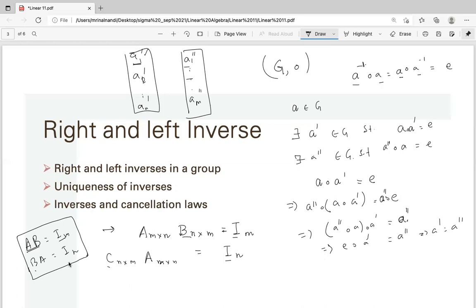The question is, can there be two matrices A and B such that AB is identity, BA is identity, but still AB is not equal to BA, because the order is different? So think on that.